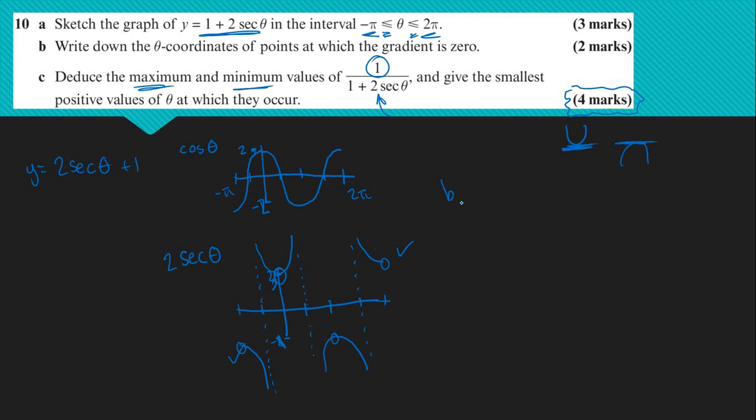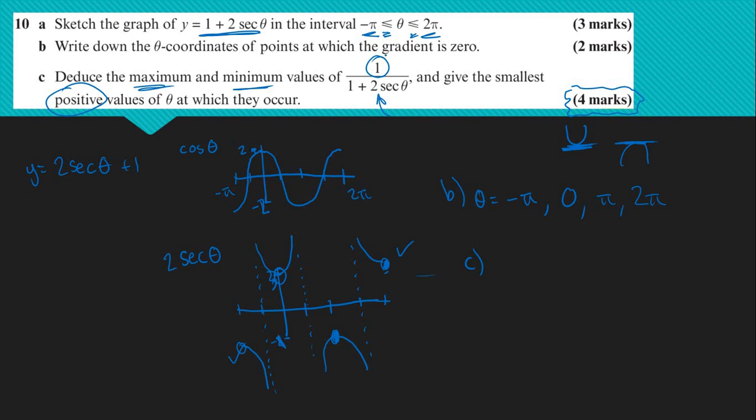So for B, the values will be, well, if that's my axis there, I've got negative pi. I've got 0. I've got pi over 2, pi, and 2 pi, which is that one there. And for C, deduce the maximum and minimum values of blah blah blah and give the smallest positive values. Be careful, you've got to read every single word, so I'm only talking about this point here is going to be useful and this point here is going to be useful.